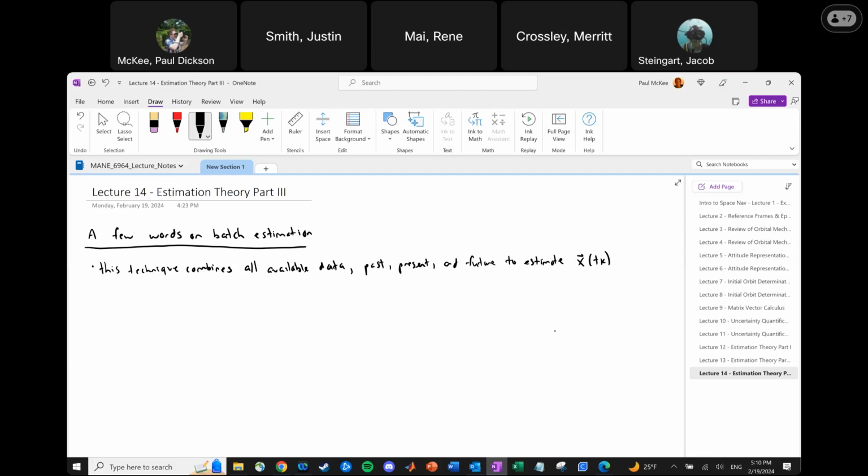Now, we are also linearizing. You might have picked up on this. We assume that the dynamics at play can be safely linearized over the timescales between measurements.